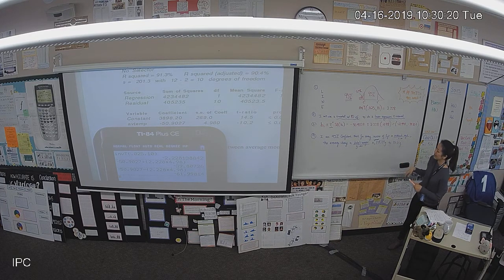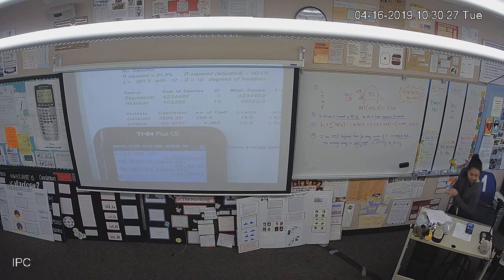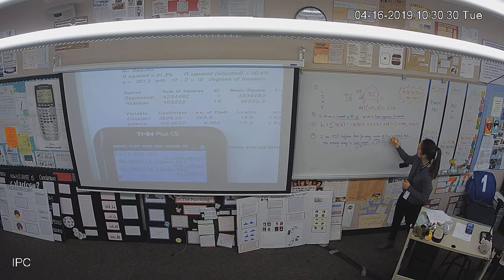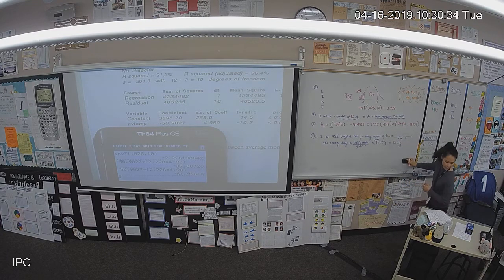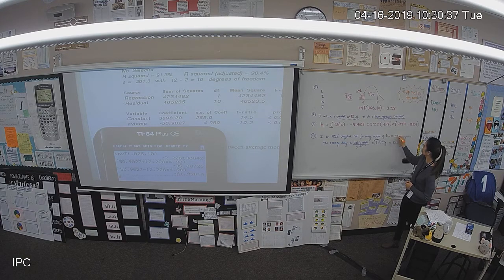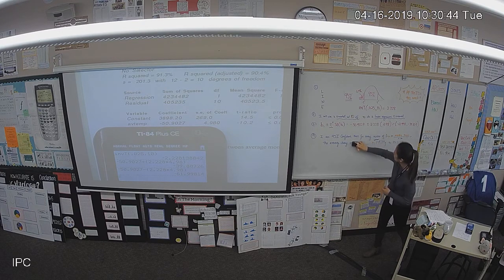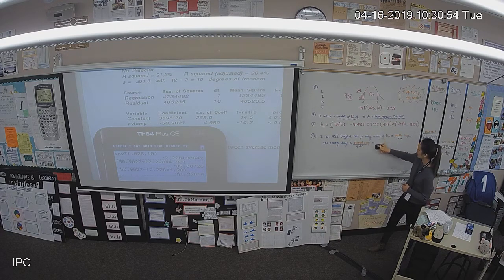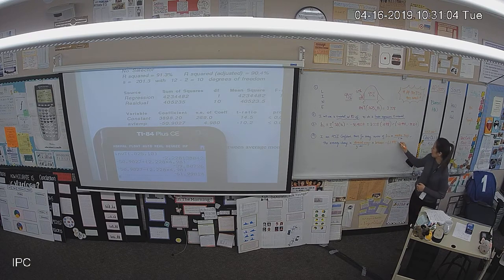Okay, so from there, I'm 95% confident that for every increase of 1 degree in monthly temperature, the average change in electrical usage is between negative 61.998 kilowatt hours to negative 39.807.